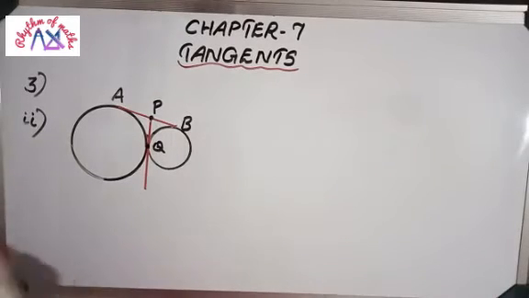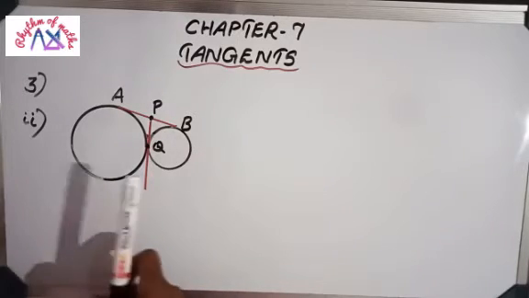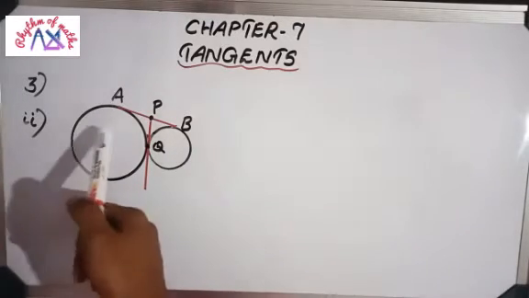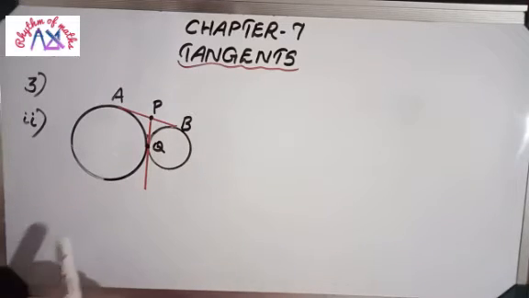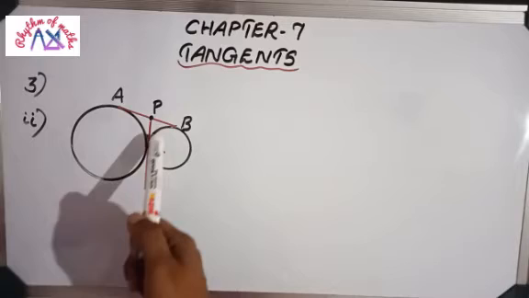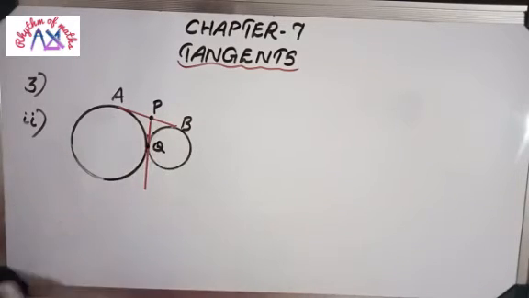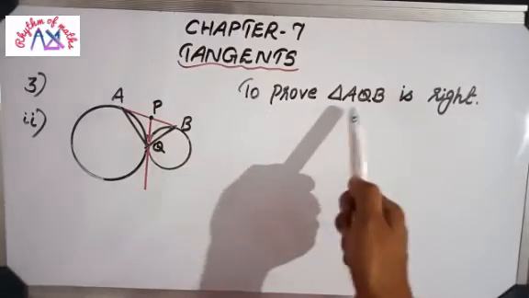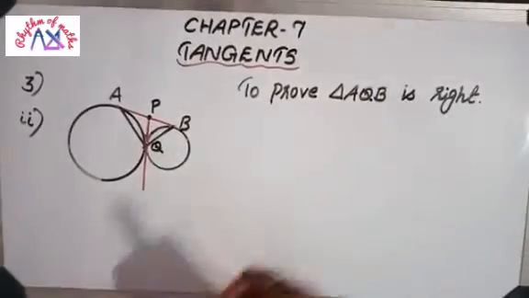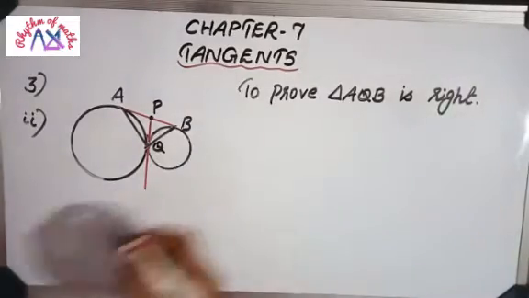Now the second sub question. In question number 3 we have the second sub question. Second sub question is what? Prove that the triangle formed by the points of intersection is a right triangle. Points of intersection means A, B, Q. By joining these 3 points, we will get a right triangle. That is the question. So here AQB is a triangle. To prove triangle AQB is a right triangle, that means 90-degree triangle, here angle AQB we must get as 90 degrees.